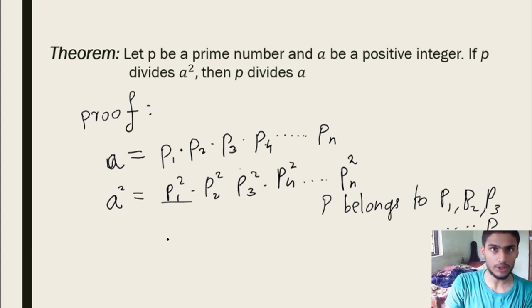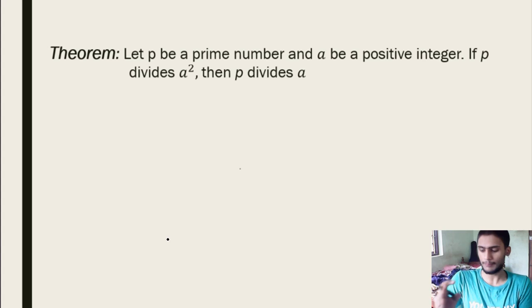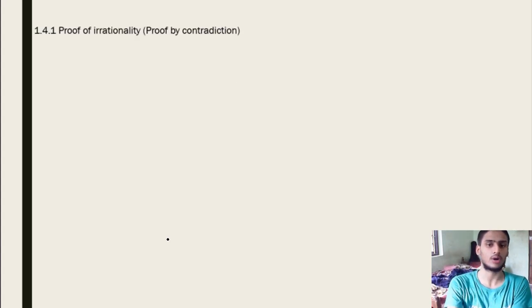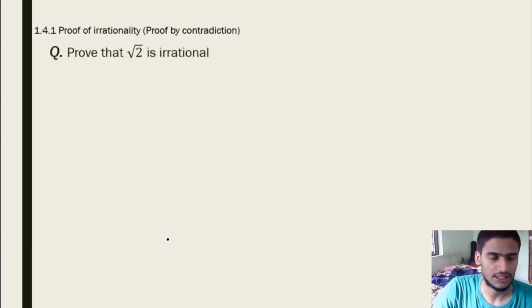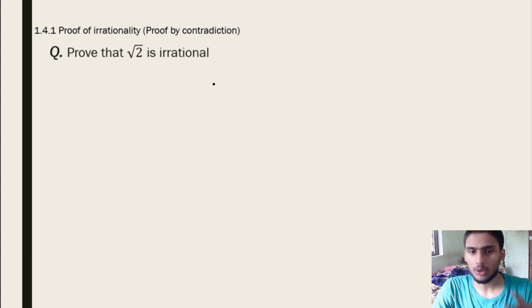The proof you don't need to remember, but the theorem you have to keep in mind, because we are going to use it right now to prove that root 2 is irrational. It can actually be any prime number. The root of some prime number is irrational. Say even root of 31 is irrational, because 31 is a prime.